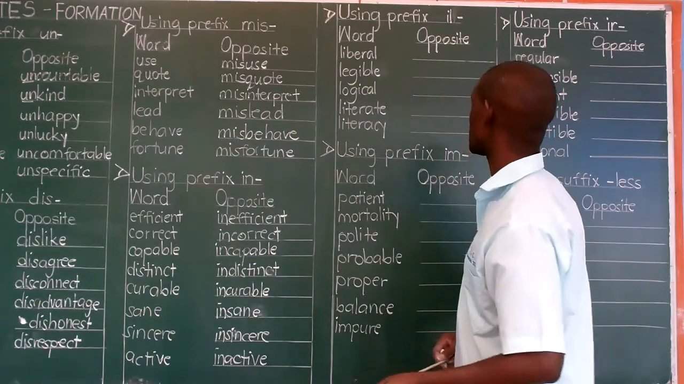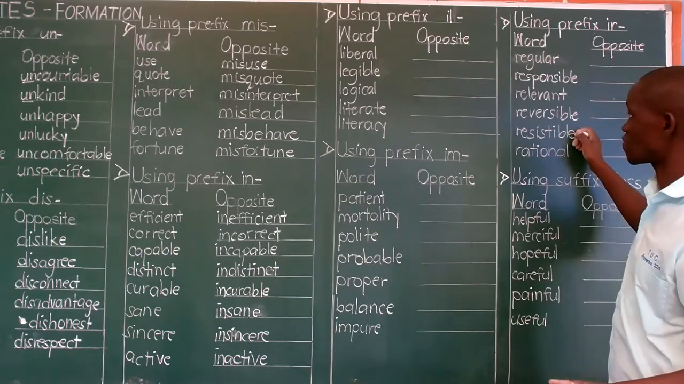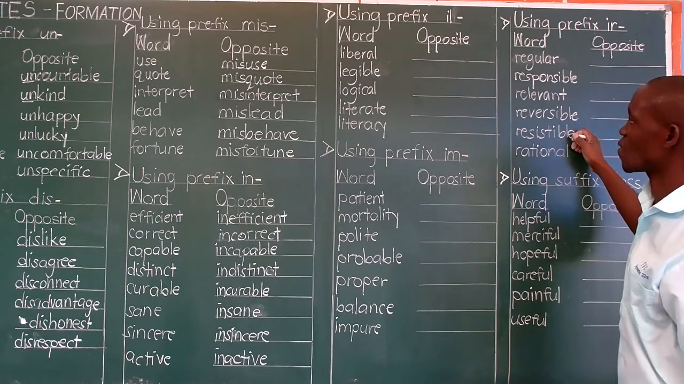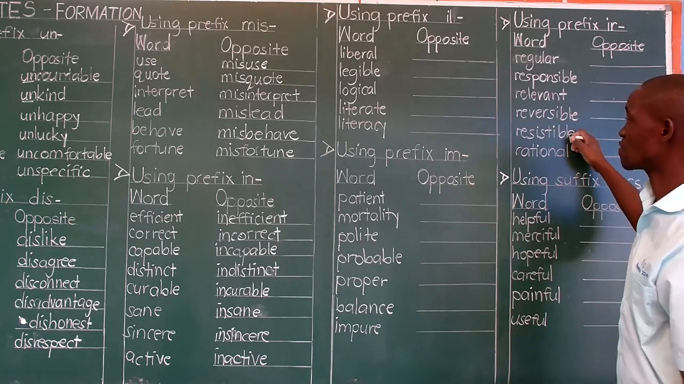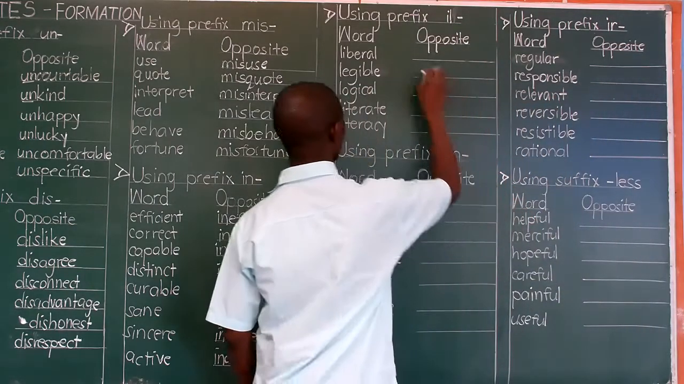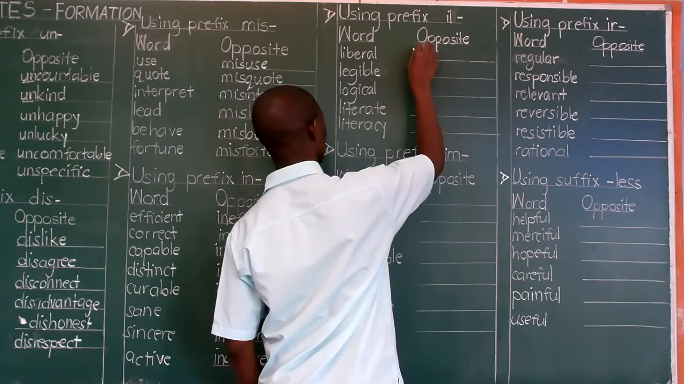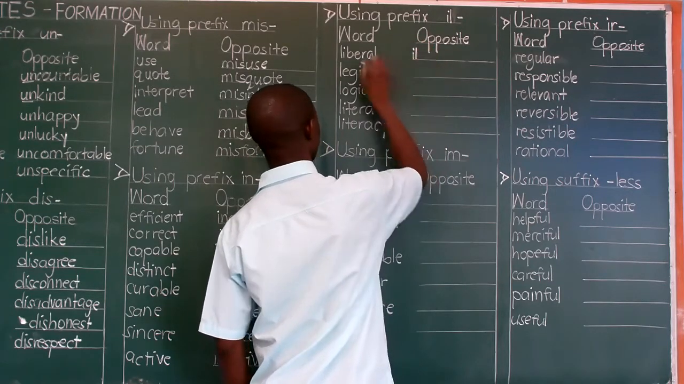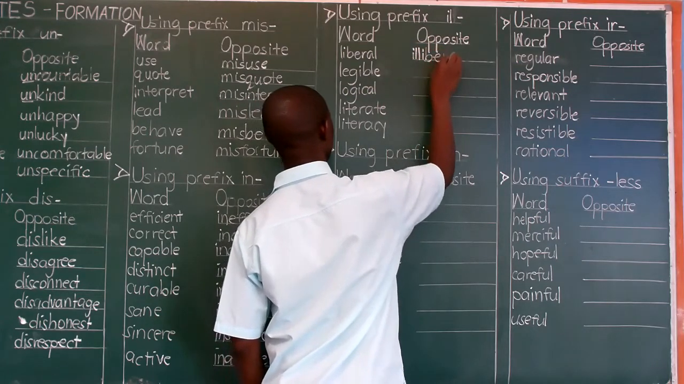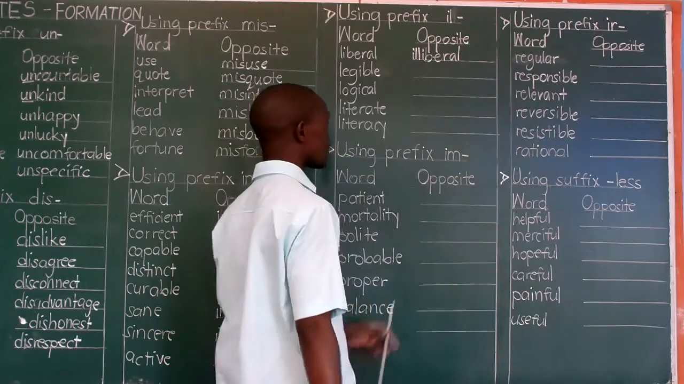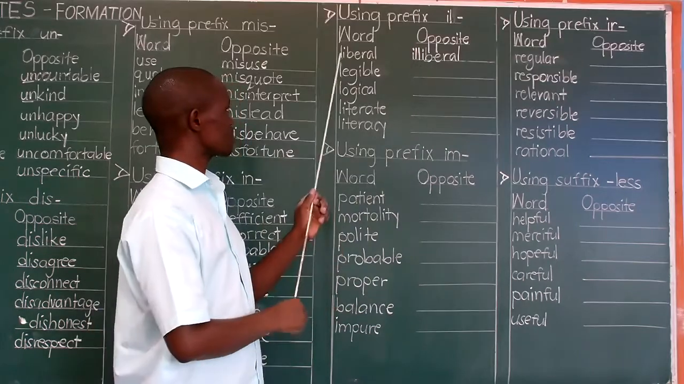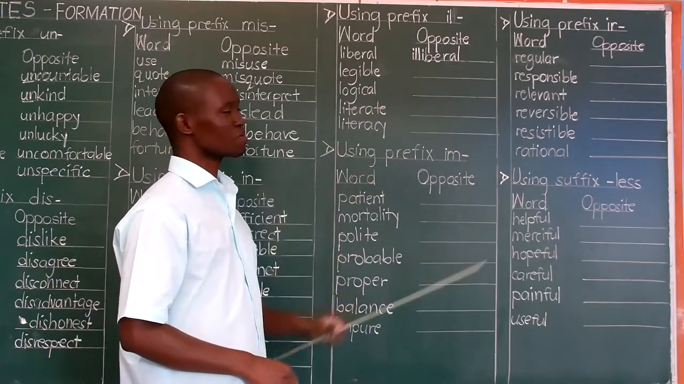Our next category is that of words whose opposites are formed using prefix IL. Yes, you add IL at the beginning of a word and you form its opposite. The first word given to us as the example by the teacher is liberal, which changes to its opposite with IL. Then you add this to liberal, L-I-B-E-R-A-L, making it double L. Why? The prefix itself has IL. The word itself begins with L. So this L plus this one makes it double L.